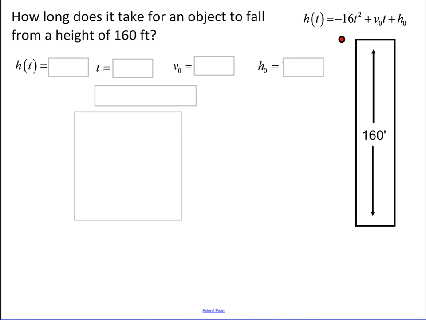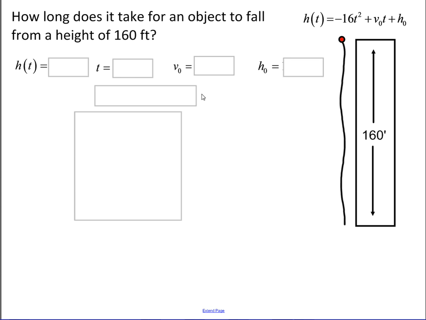Continuing on with the physics problems, this one is very similar to the last one that we just covered. This one asks, how long does it take for an object to fall from a height of 160 feet? So this time we're asking a slightly different variation on that question. We have the ball, and we want to know how much time it takes to go all the way down.